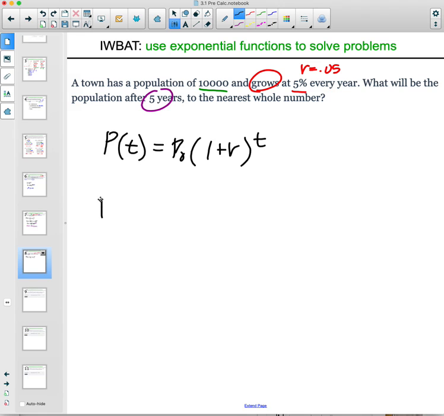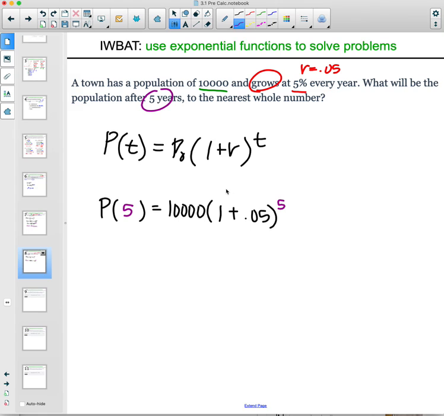So when we start plugging these in, we're going to be figuring this out after 5 years. So our t is 5. Our initial amount is 10,000. So the population was 10,000. And then 1 plus our rate, which is 0.05. It's going up, so positive 0.05 per year. And then we want to know after 5 years.